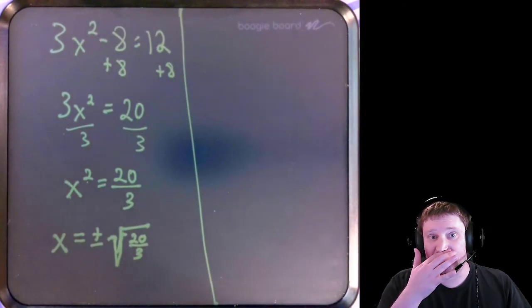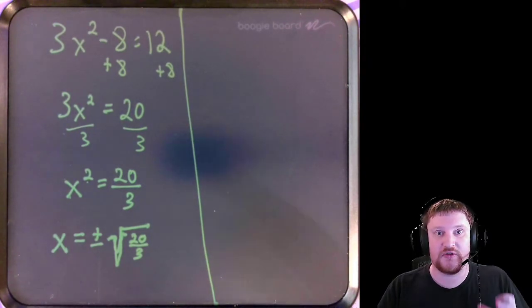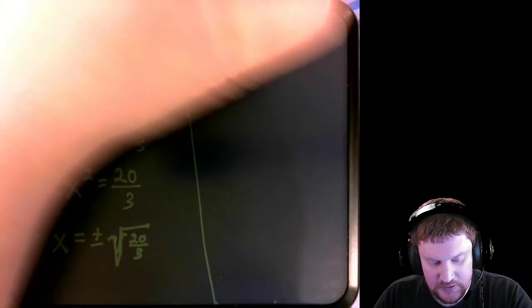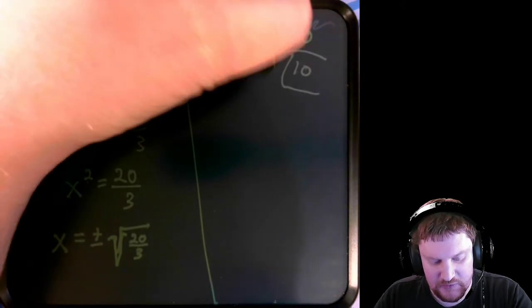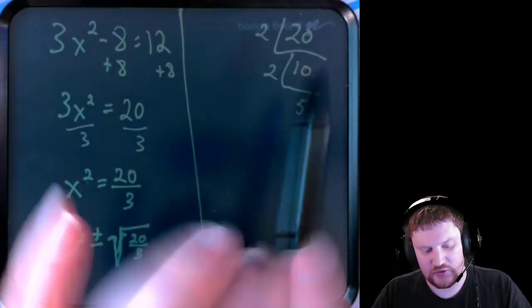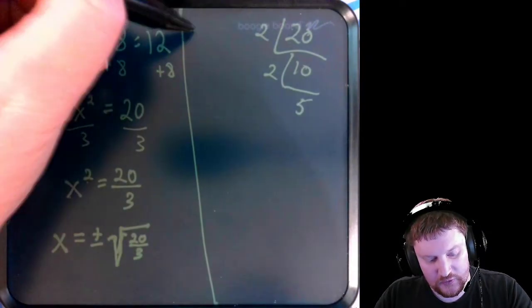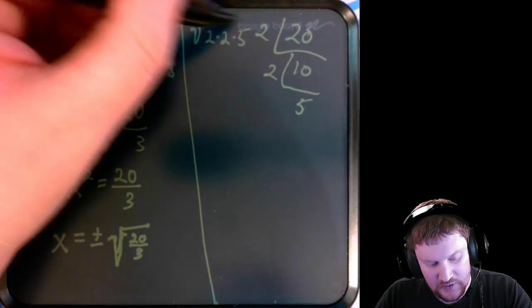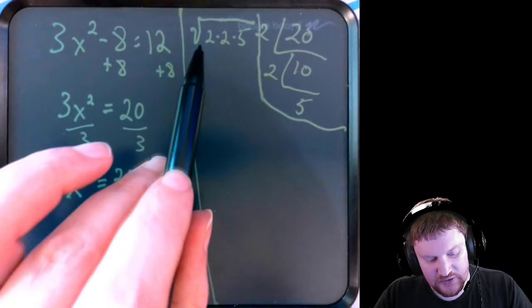So how do we take the square root of 20 over 3 to be in simplest terms? Well, let's start with just the numerator, the square root of 20. 20 can be rewritten as 2 times 10, and 10 can be written as 2 times 5. So 20 is 2 times 2 times 5. So the square root of 20 is the square root of 2 times 2 times 5. And we talked earlier about how to turn this.